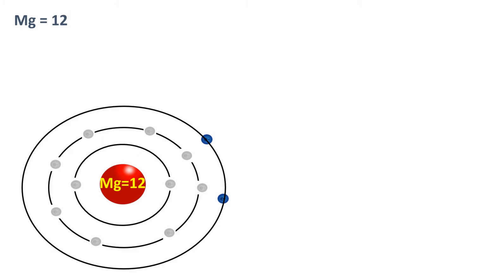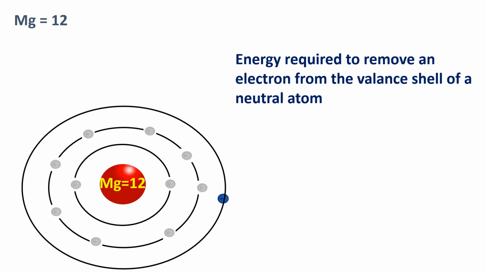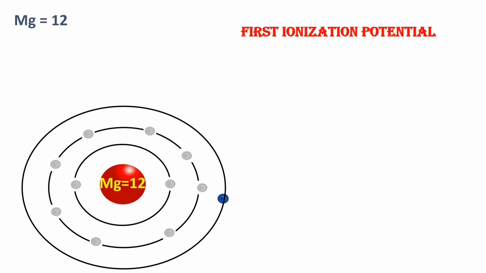Now this is magnesium. Magnesium has 2 electrons in the valence shell. Now to remove the first electron, the energy required to remove the first electron is called first ionization potential. It is the energy required to remove the electron from the valence shell of a neutral atom. Now when one electron is removed from the outermost shell, now magnesium becomes Mg plus because it has one extra proton.